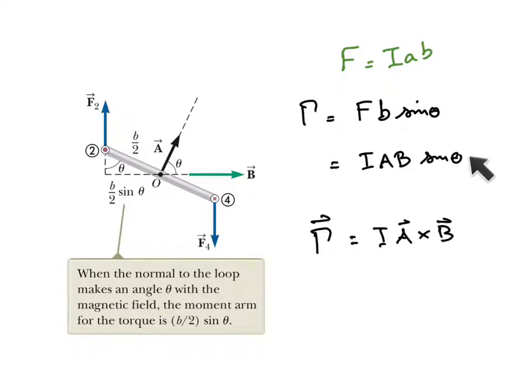And when we look at this formula, we can see that we can write the torque in the vector form as I A cross B. Now we can see the physical meaning of the vector A. From this formula, torque is equal to I A cross B.